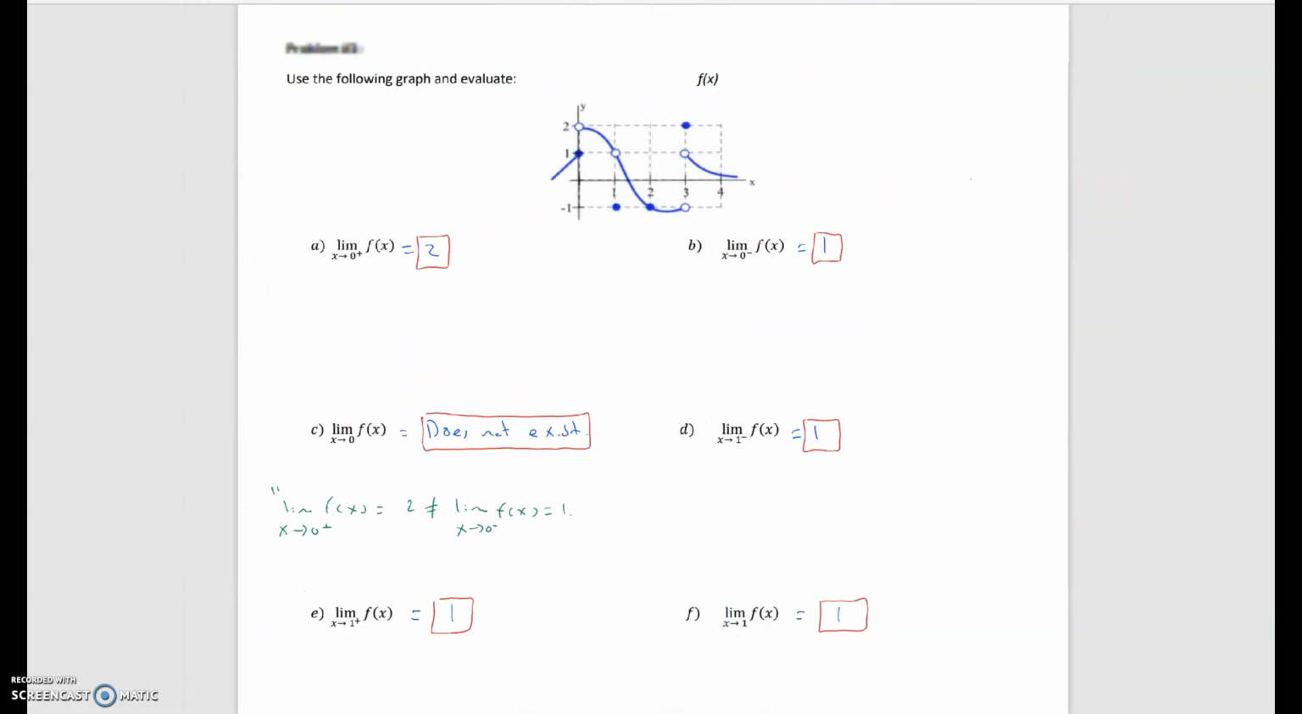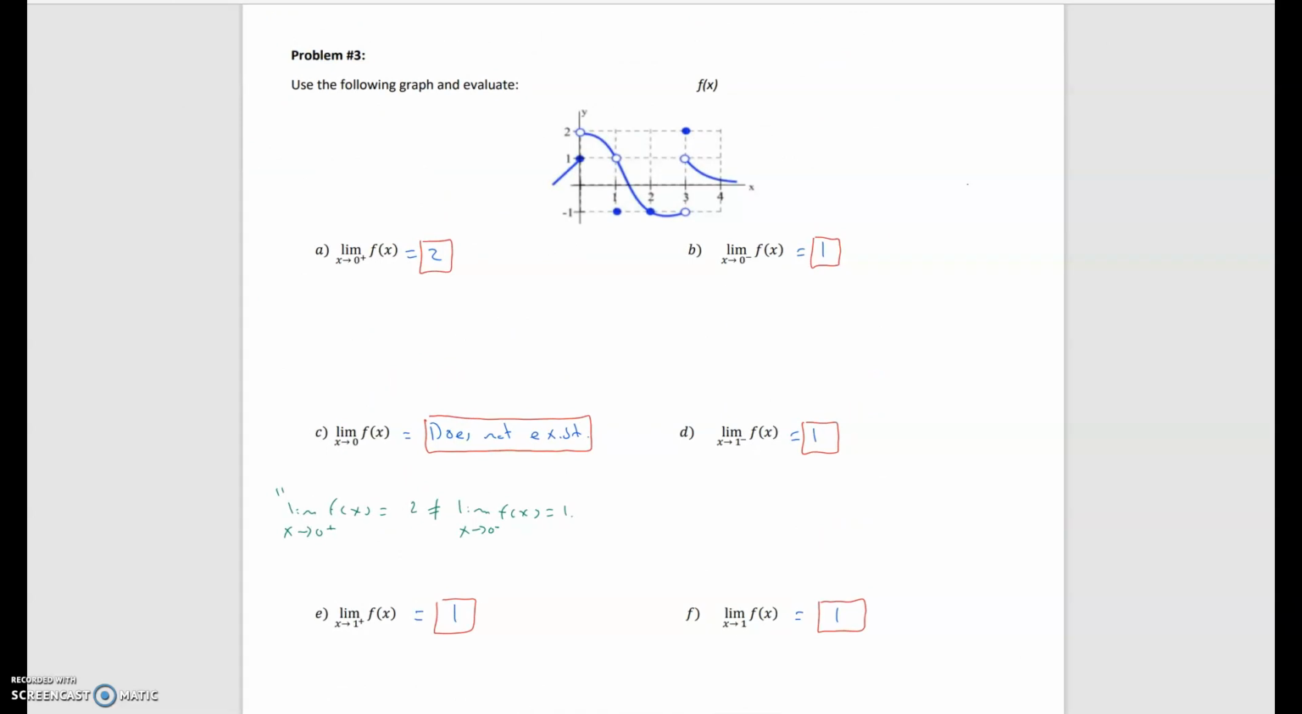That's actually it for this problem. Notice that in order for the limit to be defined on both directions as you're approaching your x value, you have to have your y values getting infinitely close.